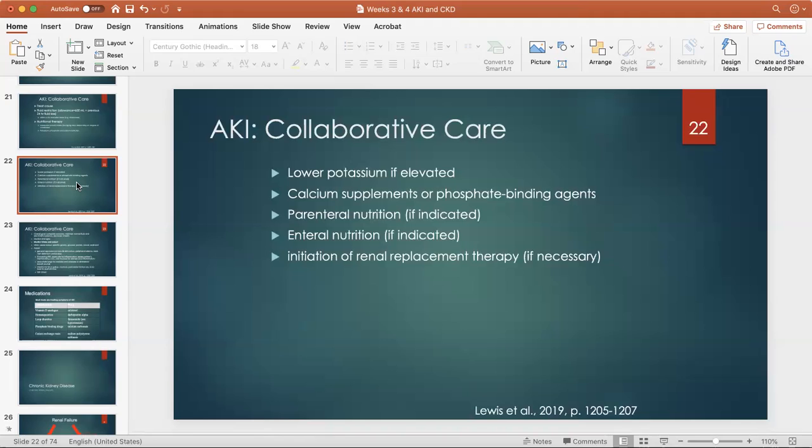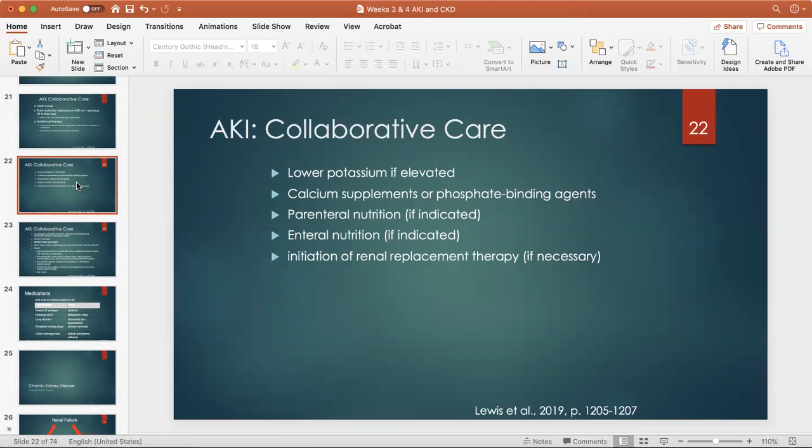So again, if the potassium is elevated, we want to lower it. In that other video, I'll go through how we do that. We want calcium supplements, so we literally give vitamin D and calcium. And then phosphate binding, because we need less phosphate. Again, I'll go into it in the other video a little bit more.